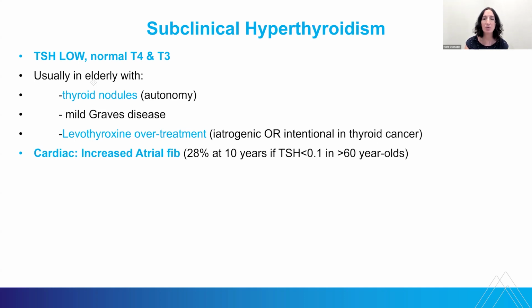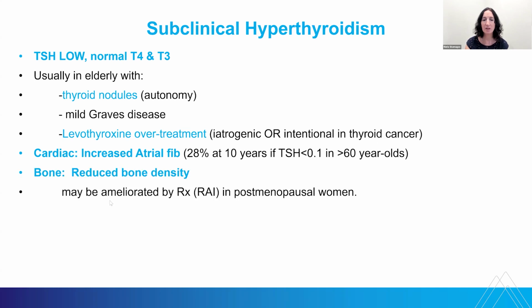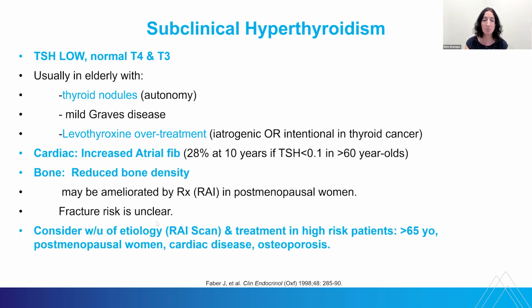So in subclinical hyperthyroidism, there is an increased risk of AFib, especially as the TSH gets to less than 0.1 in individuals over the age of 60; the cumulative incidence is 28% at 10 years. Bone, there's reduced bone density, and we want to work up the etiology of this. We could do a radioactive iodine scan, we could do TSH receptor antibody, and even treat patients with subclinical hyperthyroidism, especially if they're higher risk, if they're elderly, if they're postmenopausal, they have osteoporosis, cardiac disease, or symptoms like palpitations.